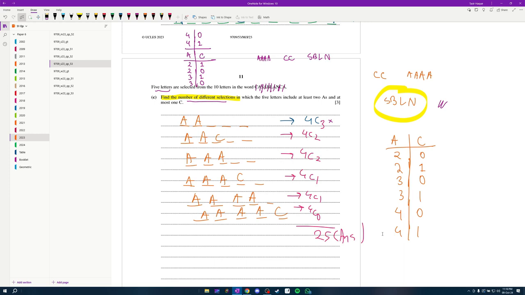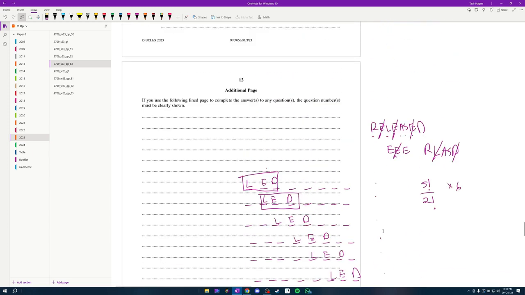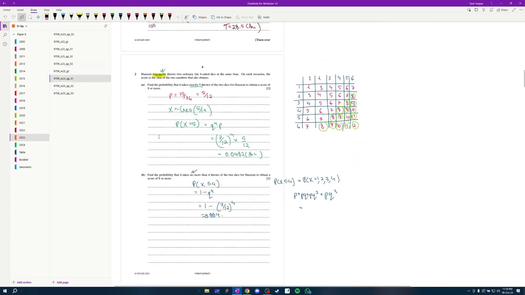So for 2 A's, 0 C's; 2 A's, 1 C; 3 A's, 0 C's; 3 A's, 1 C; or 4 A's, 0 C's; 4 A's, 1 C. And for the other blanks that are empty, we are going to use the letters S, B, L, N. So 4C3, 4C2, 4C2, 4C1, and so on. So the total answer is 25, okay? So that's that. Moving on to ON2351.